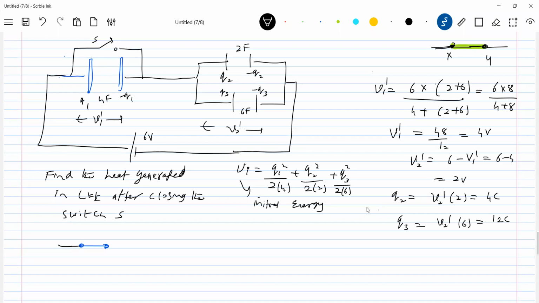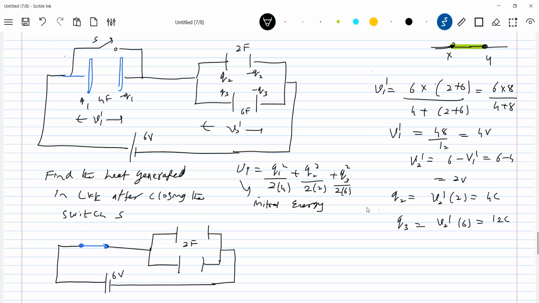So this will be capacitance 2 farad. This is the cell, 6 volt. So that 2 farad has become a short circuit. So leave that one. It's out of the picture.